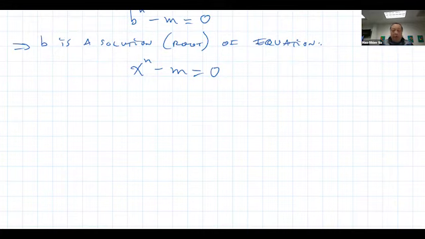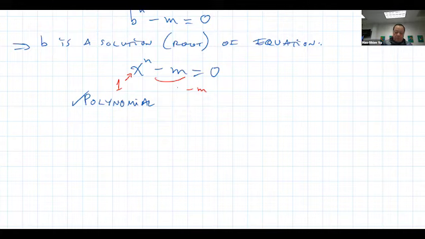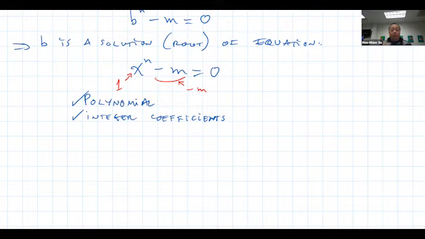Well, what about this equation? Well, first of all, it's polynomial. And what are the coefficients? There's a coefficient here of 1, and there's a coefficient here of negative m. It has two coefficients, and they're both integers. One is an integer, and negative m is an integer. Since the equation is polynomial with integer coefficients, that means the rational root theorem applies.